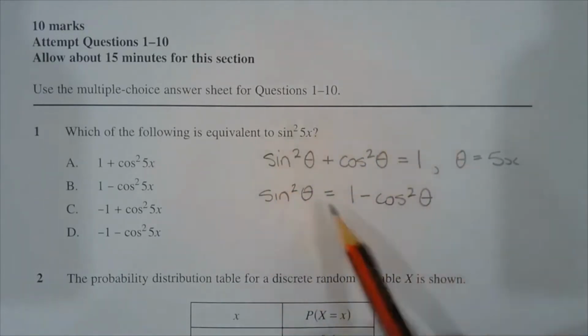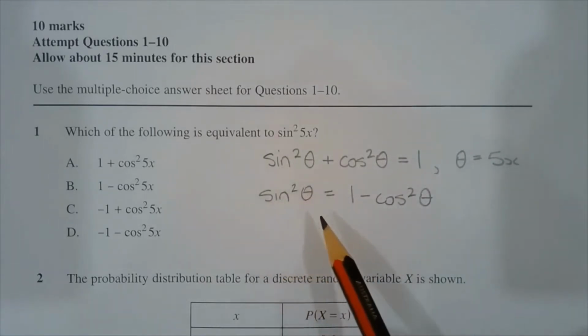Rearranging the Pythagorean identity to make sine squared theta the subject of the formula, we have sine squared theta is equal to 1 minus cos squared theta. Therefore, the answer is option B.